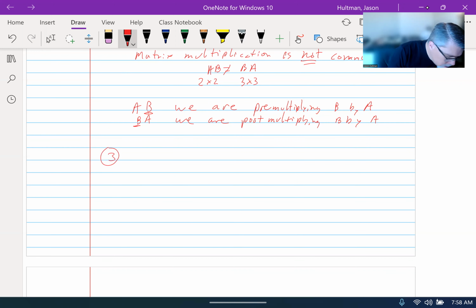Okay, let's take some 2 by 2 matrices and multiply them together. Okay, A is equal to 3, -1, -2, 4. A is equal to that, and B is equal to -5, 2, 3, -2.